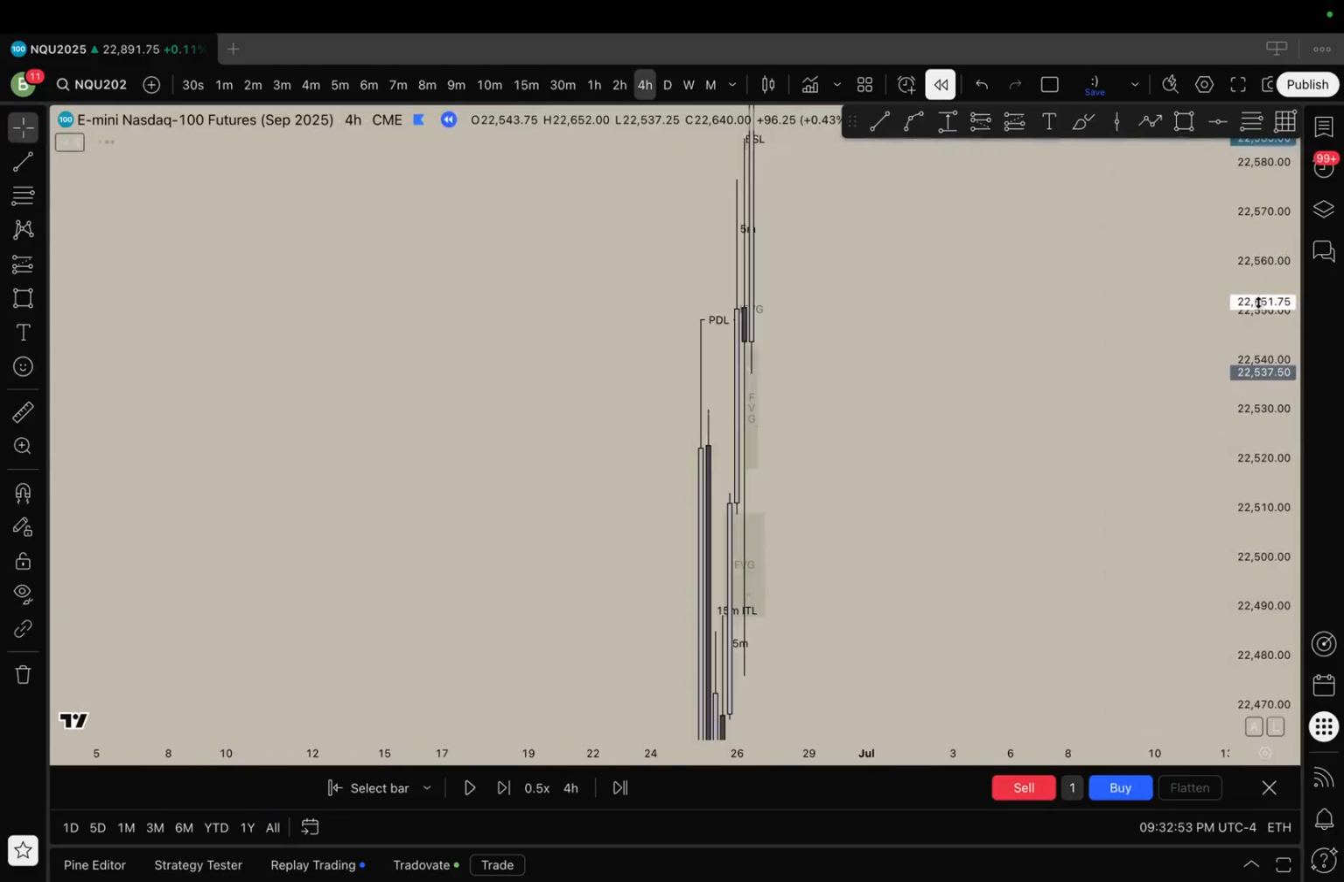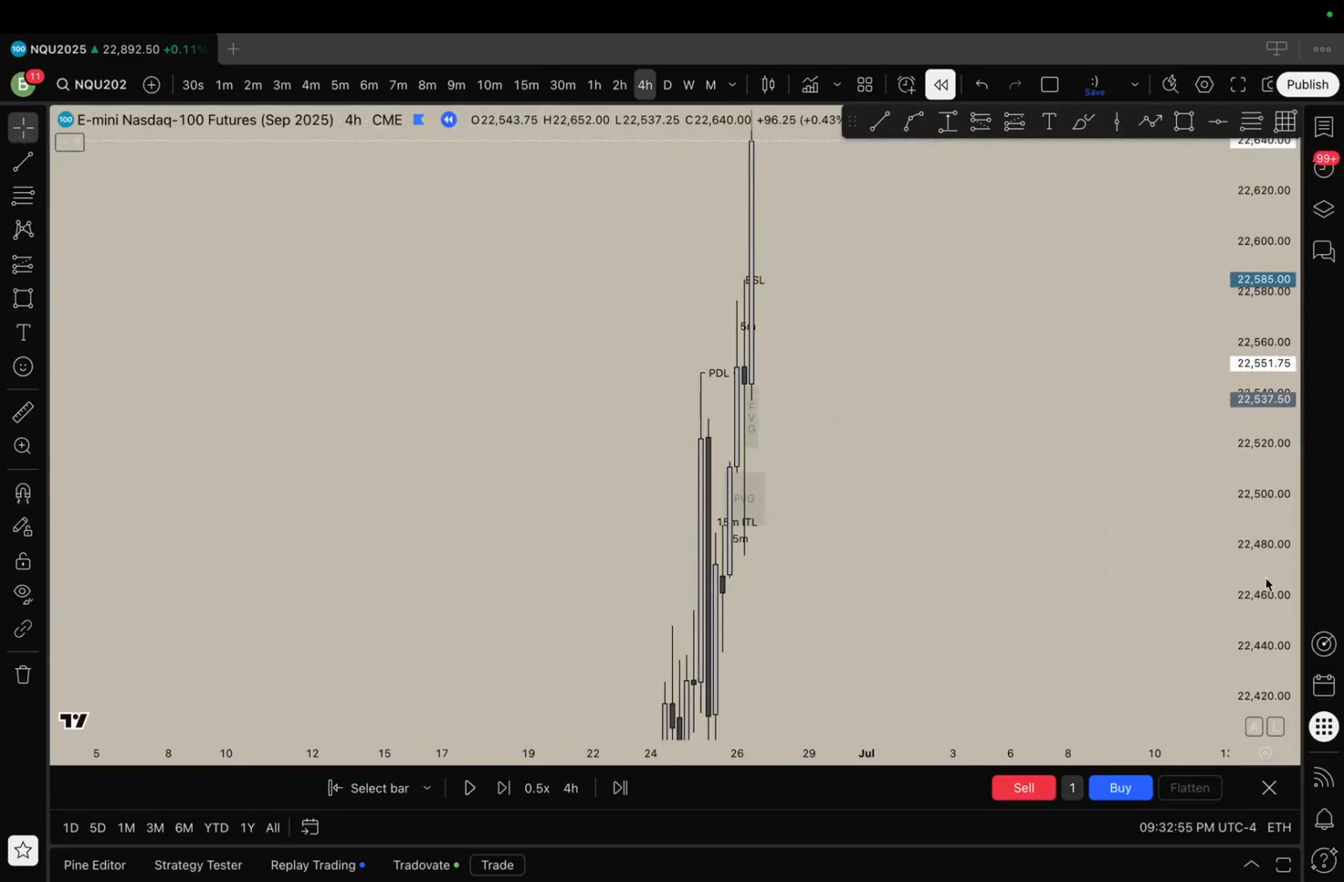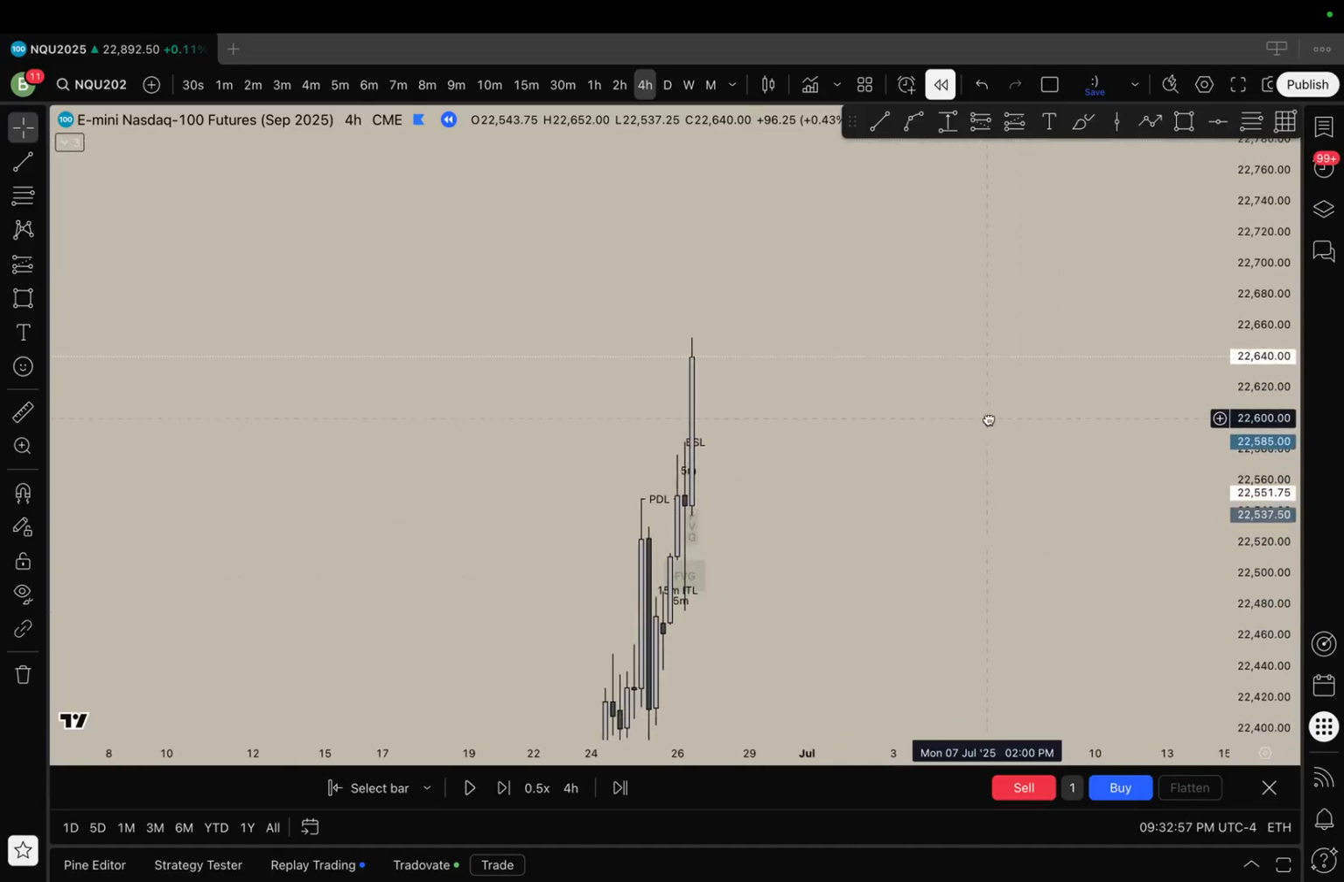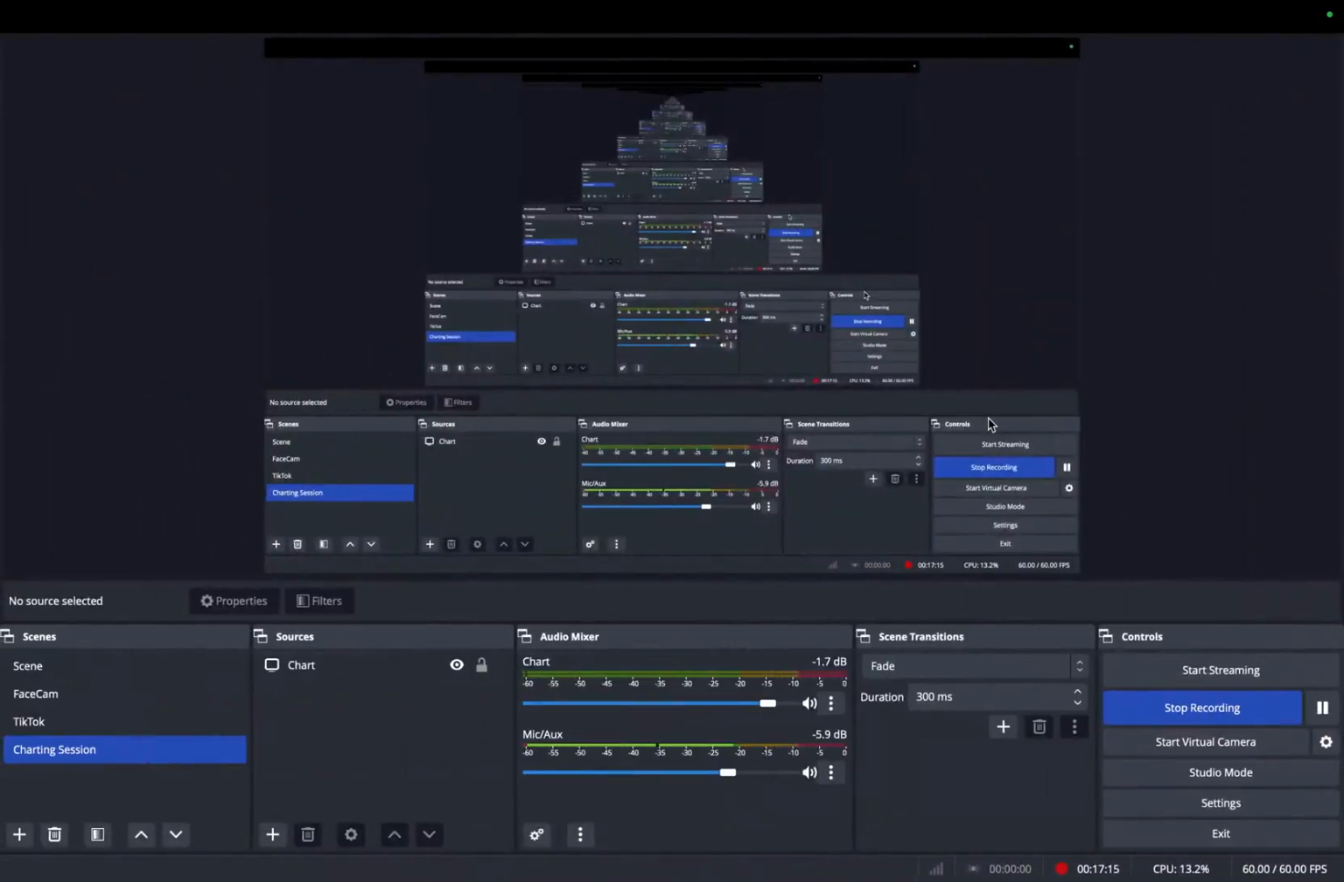And that is all just off of conditions and setting yourself that bias and giving yourself if-then statements. I cannot emphasize enough how important if-then statements are in your trading.